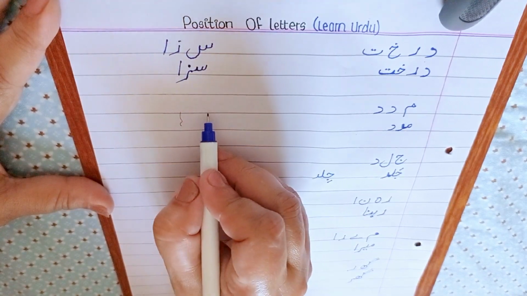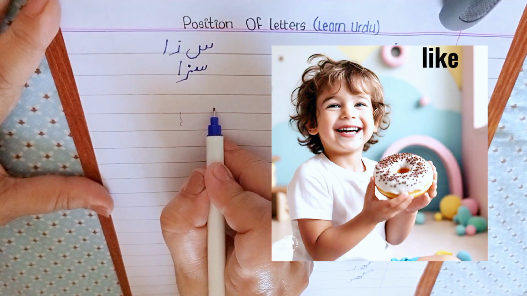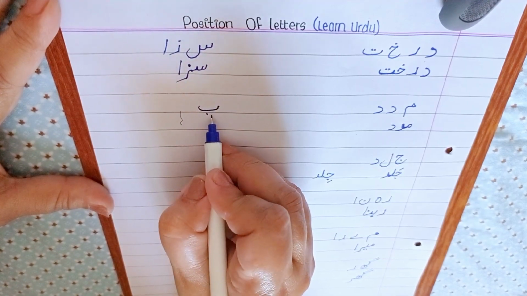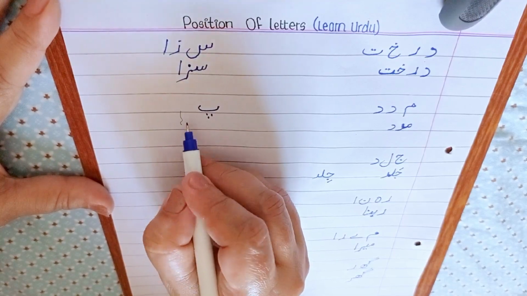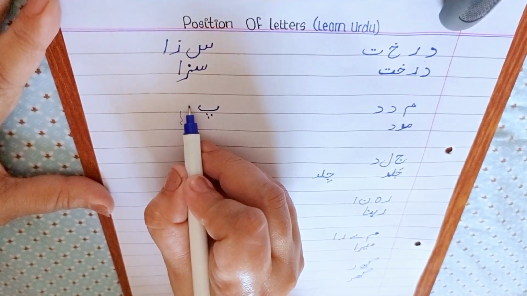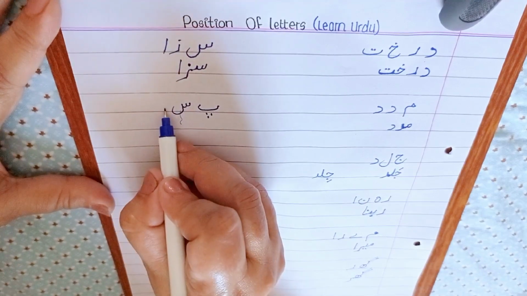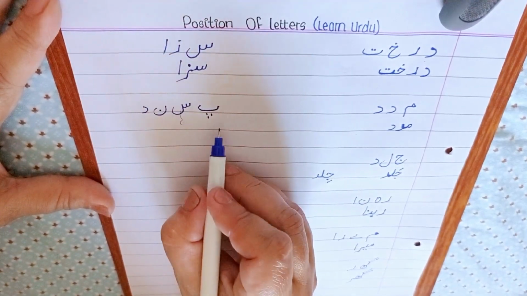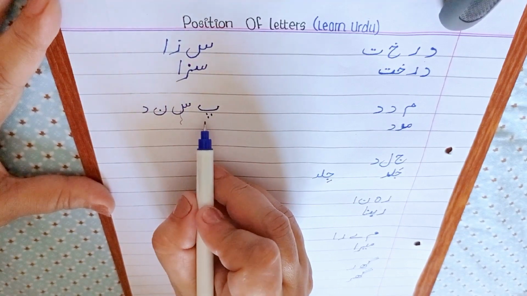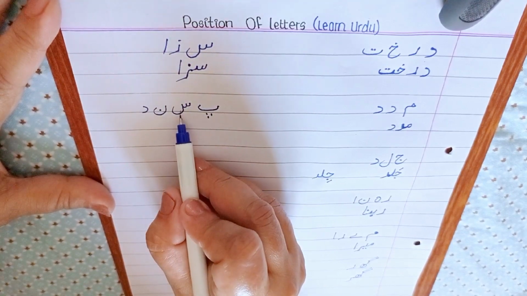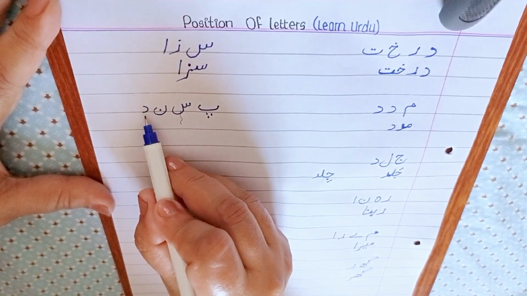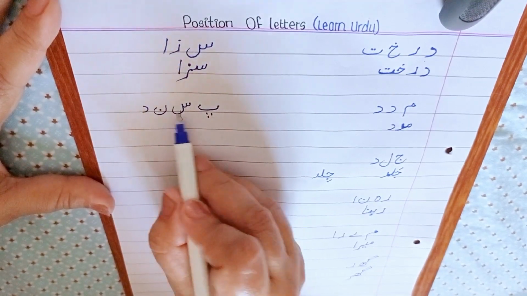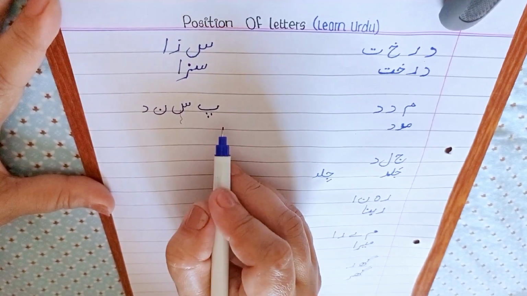The next word is pasand, where seen will come in the middle. In pasand these letters are used, and pasand means like. When you like something, we say pasand karna. Pe, seen, noon, dal. Pasand. How to connect these letters? And you know that pe is connector, seen is connector, noon is connector. Only dal is non-connector, but because this is the last letter, that's why we can connect all of these letters together.